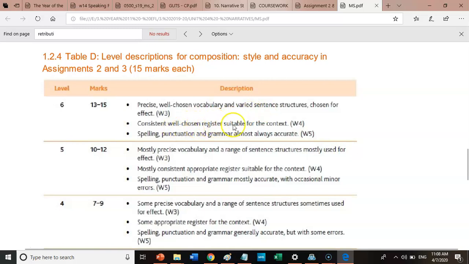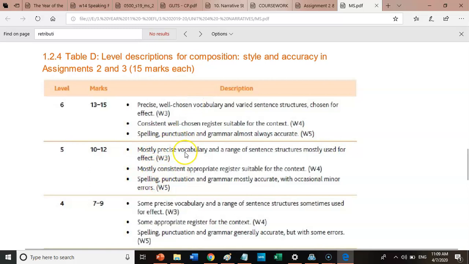So well-chosen register suitable for context. Register means the tone, how formal or informal you are. So basically, like I was saying before, your register should sound like you're writing a story. If you're writing a scary story, it should be a scary narrative register, and it shouldn't sound like you're writing a scientific report. And then spelling, punctuation, and grammar is almost always accurate. Notice almost always, you don't need to be 100% perfect, but if you're 96% perfect, you can get up here.